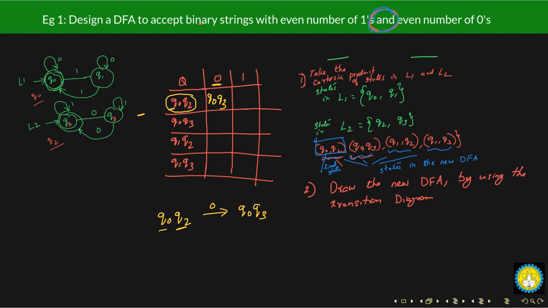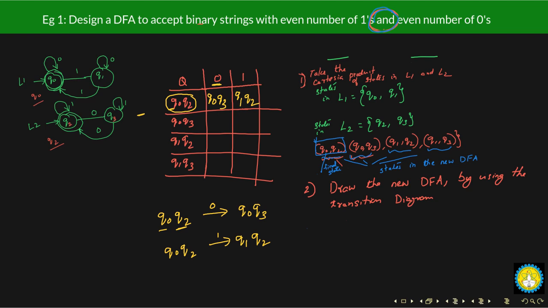Similarly, for the transition on 1, I want to know the transition of Q0, Q2 upon getting a 1. Q0 upon getting a 1 in L1 goes to Q1, and Q2 upon getting a 1 stays at Q2. So the transition of Q0, Q2 upon getting a 1 is Q1, Q2. Similarly, we have to fill in all the other states. Let me do one more.